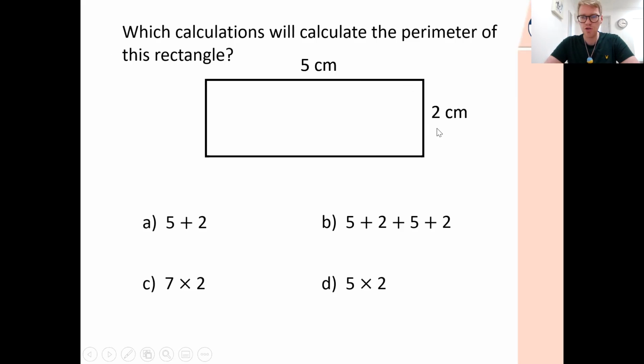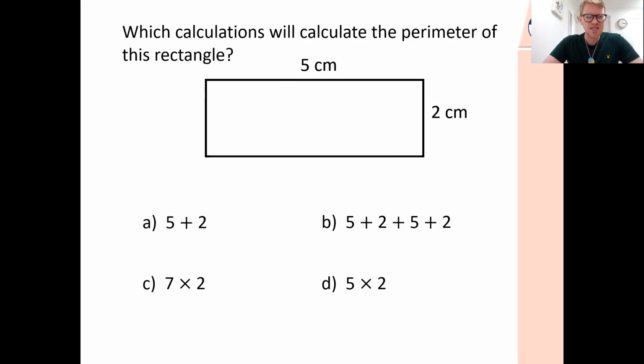On the right hand side, we've got 2 centimeters. That means the one on the left must be 2 centimeters as well. So which of these would actually give us the right answer then? Well, 5 plus 2, we've already ruled that out. That wouldn't work because that wouldn't be adding up all of the sides. B though, 5 plus 2 plus 5 plus 2, well, that would work, wouldn't it? Because that would be adding up all 4 of the sides. So that one would give us the perimeter.